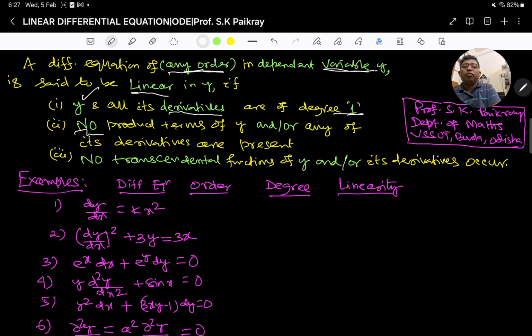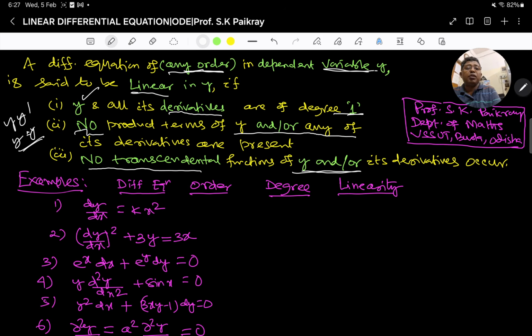No product of y or its derivative terms should be present, meaning there should not be y into y dash, or y into y. No product of the derivative terms, and there should not be transcendental functions of y or its derivatives, like log y or e to the power y.